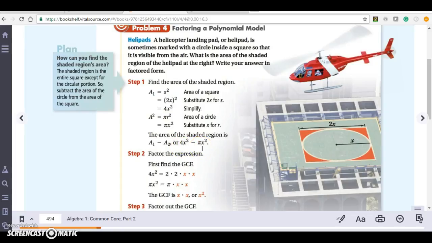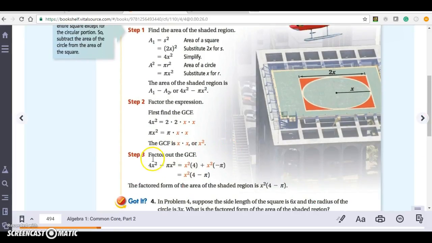If I factor it, I see that they both have an x squared in common, so I can pull out an x squared. What's left if I pull out an x squared would be 4 and a minus pi. So I get x squared times (4 minus pi). The factored form of the area of the shaded region is x squared times (4 minus pi).